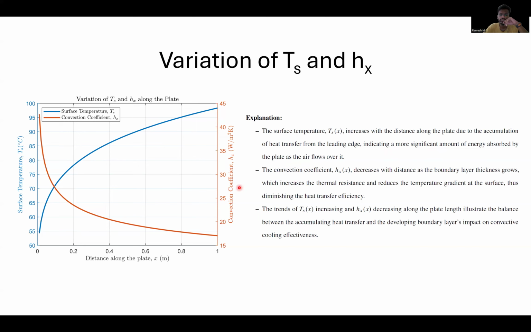And regarding the convection coefficient decrease, it is because of the boundary layer thickness growth over the plate, making it difficult for the fluid to transfer heat. So it reduces the temperature gradient, and thus the coefficient reduces. The trends of surface temperature and convection coefficient are competing: one increases across the plate and the other decreases across the plate.